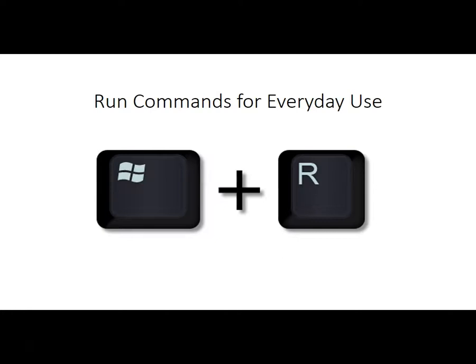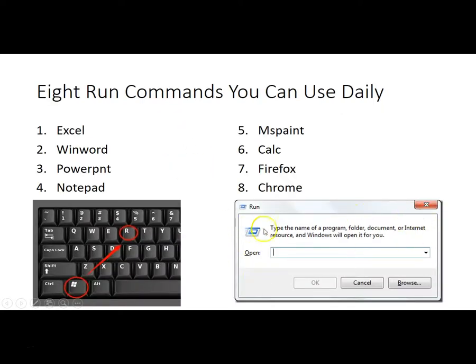To start the process of implementing a run command, you would press your Windows key and R at the same time. In essence, you will get a box to pop up like this that says run, type the name of the program, folder, document or resource, and it will open for you. So 8 commands that I use daily are listed here: Excel, Word, PowerPoint, Notepad, Microsoft Paint, Calculator, Firefox browser, and the Chrome browser.